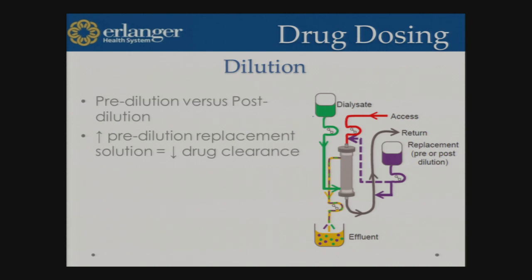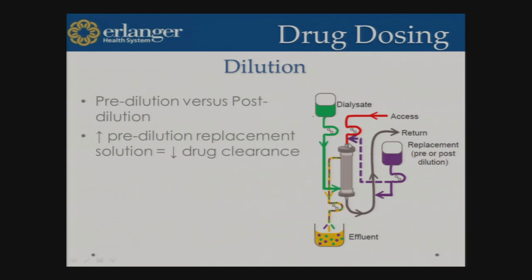When we're talking about dilution, we're talking about the replacement solution that we're providing in CVVH modalities. And so, like I said, you could provide replacement solution either pre-filter or post-filter. When you provide replacement solution pre-filter, you're essentially diluting out the blood before it's going to run through this circuit. Does that make sense?